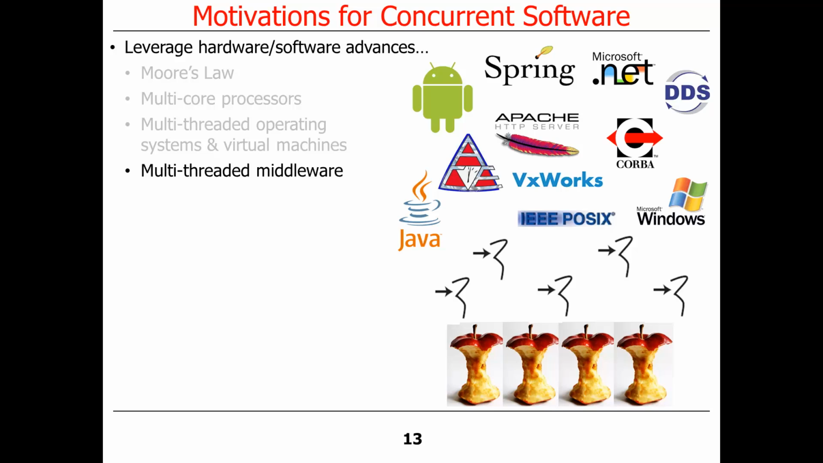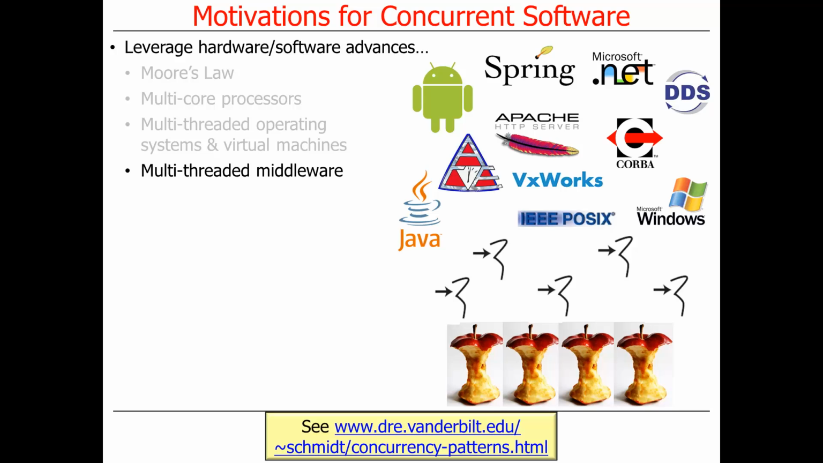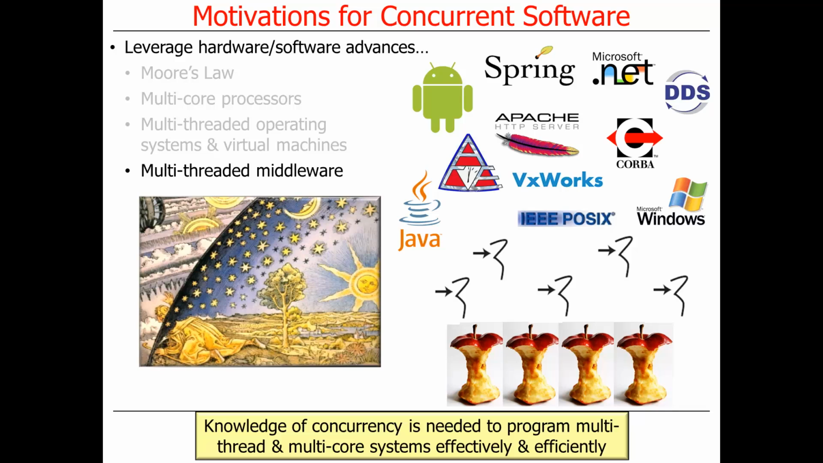So of course, Android has got a lot of middleware in it. Things like web servers are middleware. Spring, which is sort of a container environment for web servers for running servlets and higher level cloud processing infrastructure. .NET, DDS, Corba. We've worked on something for years called ACE. These are all examples of multi-threaded middleware. And there's all kinds of cool stuff that's gone on over the many decades to make middleware and operating systems work better with concurrency.